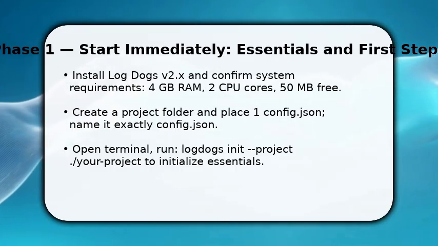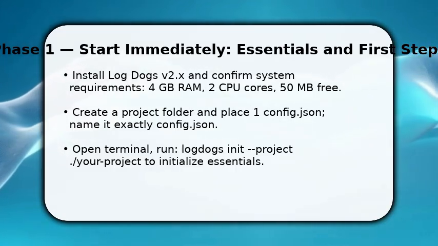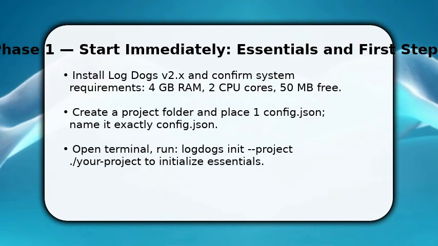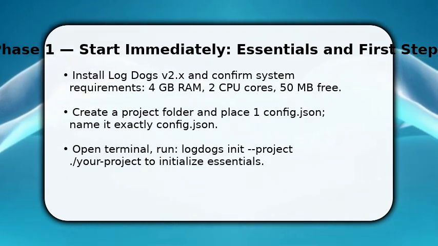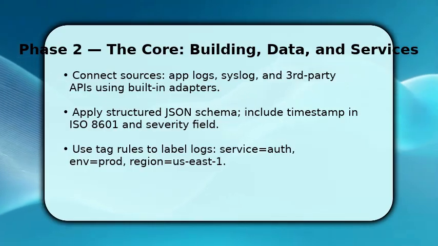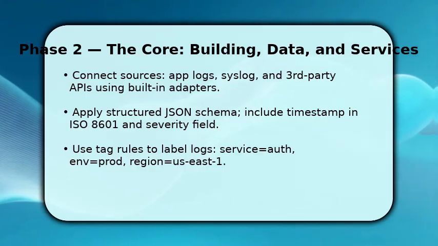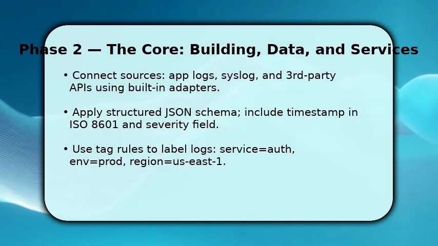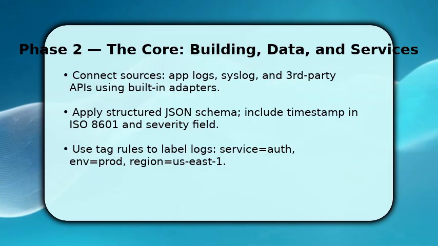Make sure to keep credentials out of public repos, and verify the service is listening on the expected port before moving to ingestion. Now you ingest and tag logs so logdogs can organize them. Connect your sources using adapters for app logs, syslog, and external APIs. Once connected, map fields to the required JSON schema. You should ensure timestamp is ISO 8601 and include a severity level so filtering works reliably.